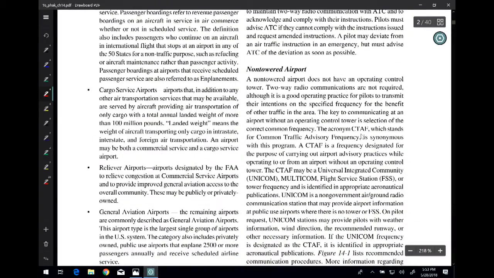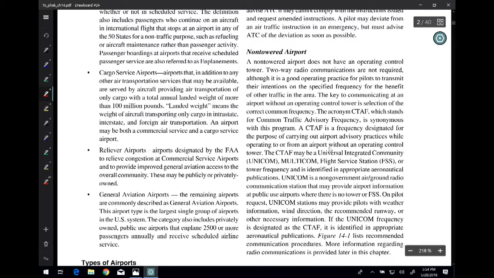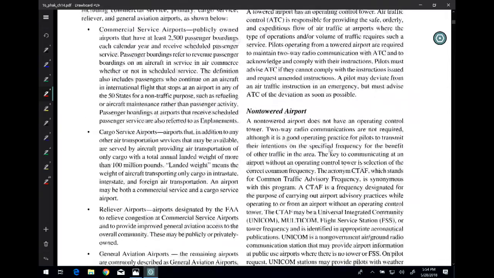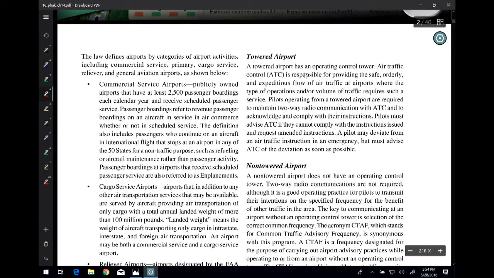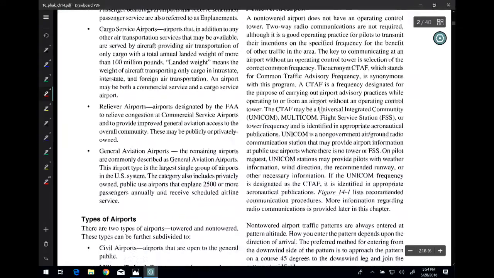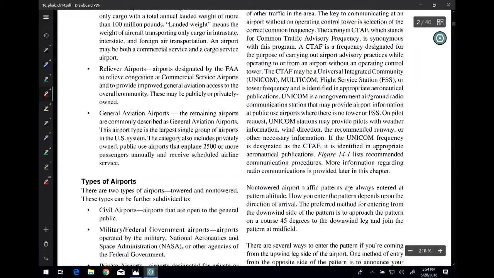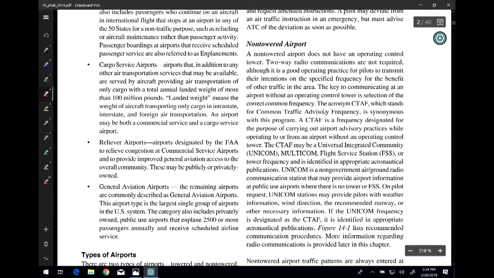You use the Common Traffic Advisory Frequency, which is what all people are going to be using in that area. Now, if you look at the paragraph here about what a towered airport is, and what a non-towered airport is, you can see that there's quite a bit more to non-towered airports than you might expect. The reason is that the majority of the responsibility for the safe flow of traffic is now up to you, and that is a responsibility you do not want to take lightly.